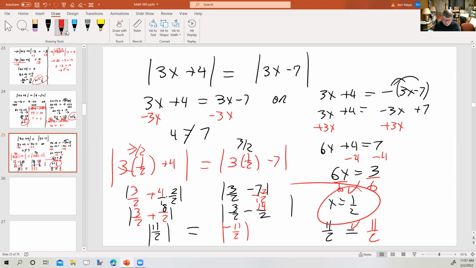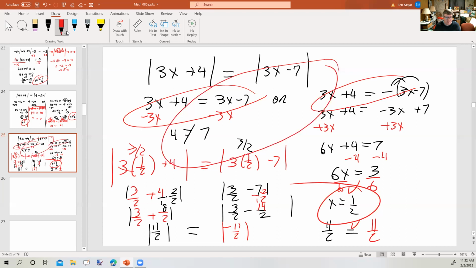So in this case, we had two equations, but only one of them led to a solution. The moral of this story is check your work.